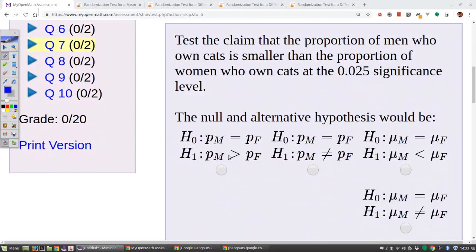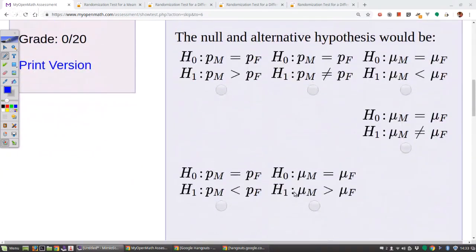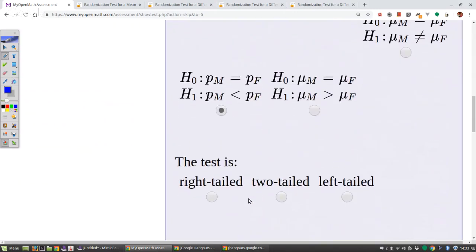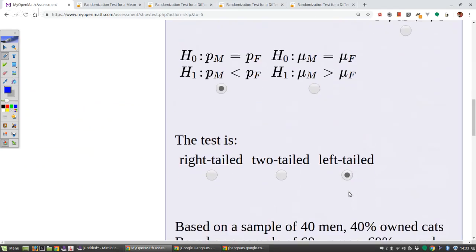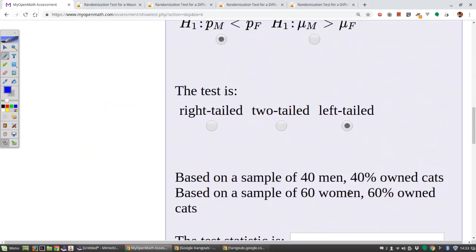So let's see, men is greater than females, not equal. That's a mean, that's out. That's a mean, that's out. Proportion less than would have to be this one right here. Null would be proportion of males is the same as the proportion of females. Alternative is the proportion of males is less than the proportion of females. That means it is a left tail test. And then they give me the data. So of 40 men, 40% of them own cats.